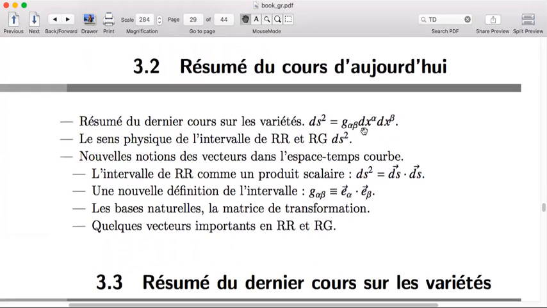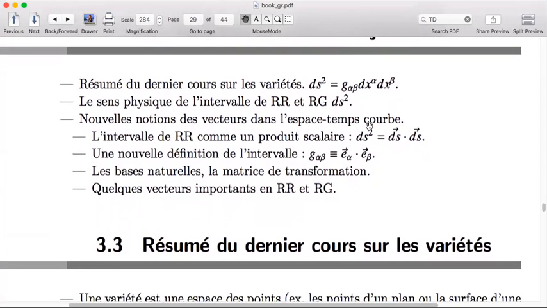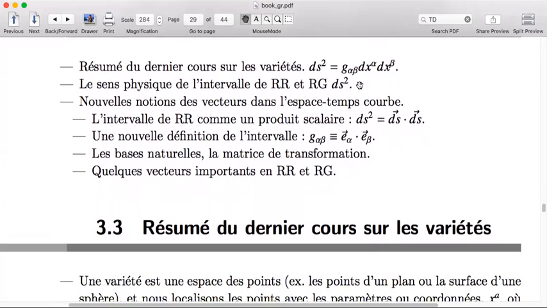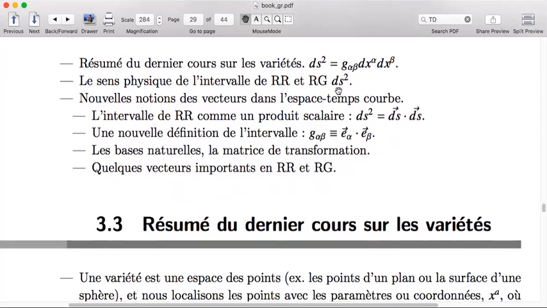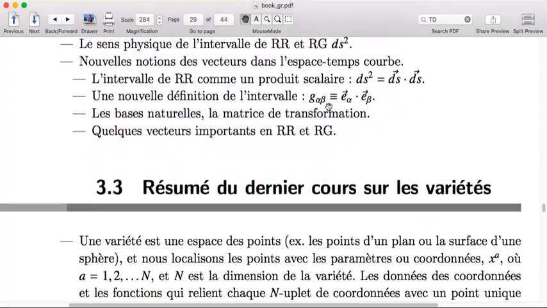So I'm going to skip this. Well, we just had our summary of the last class, and I finished off the last elements of it. I want to first talk about the physical meaning of this interval that we've been talking about, ds. I've called it a generalized distance, but I want to be more explicit about that. And then we're going to move on to the complications of vectors in curved spacetime.